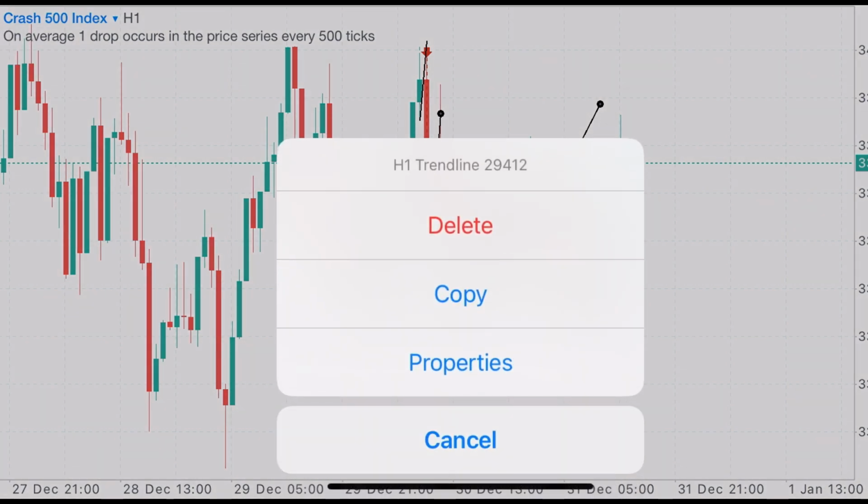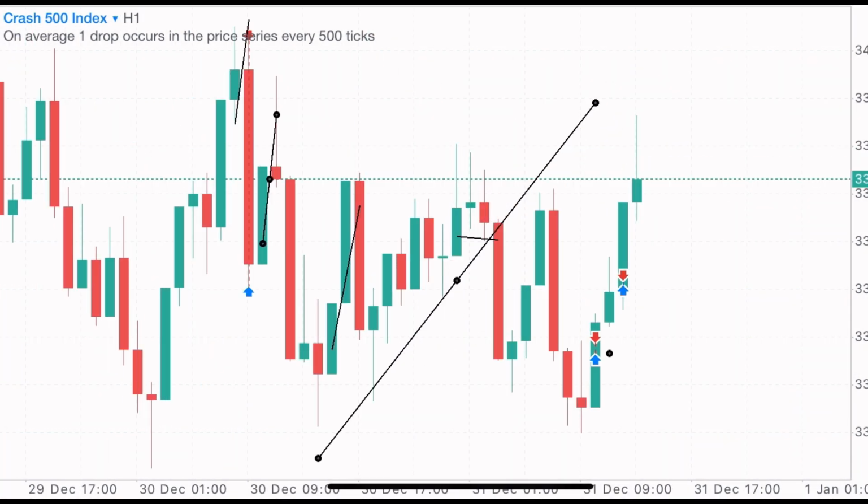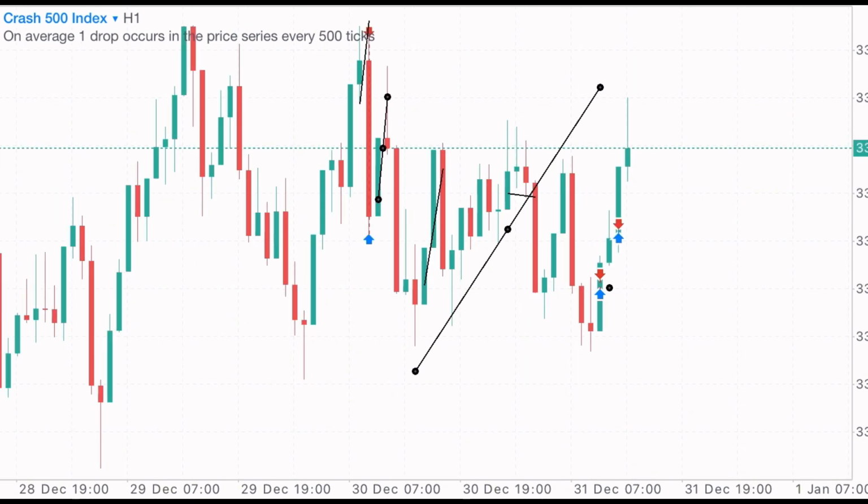Okay, take a look at it. Take a look at the profits, guys. Once there's a breakout, it will sell. Okay, it will sell.